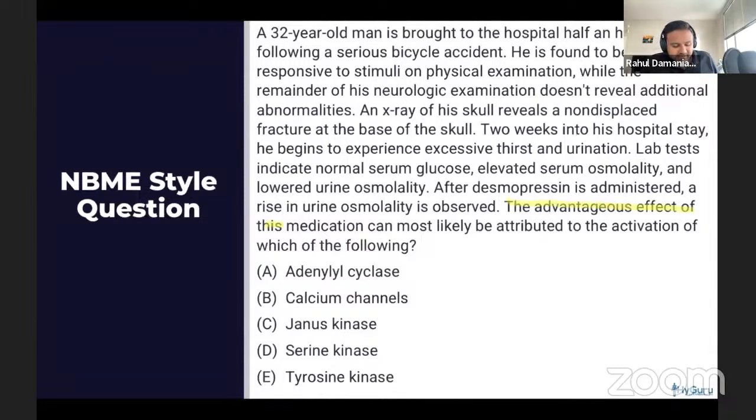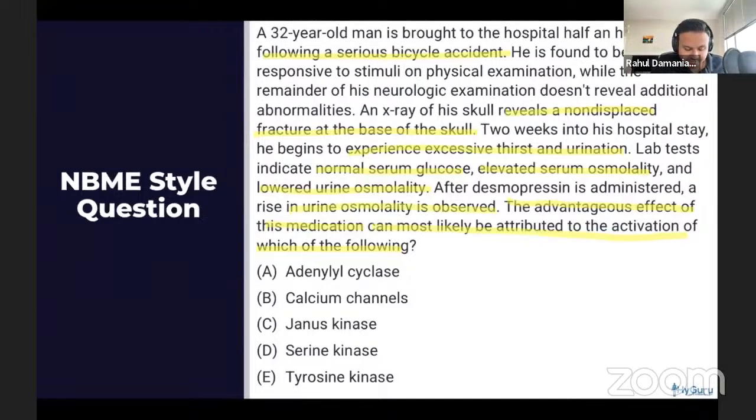The advantageous effect of this medication can most likely be attributed to the overactivation of which of the following. A 32-year-old man comes to the hospital half an hour following a serious bicycle accident. He is found to be minimally responsive to stimuli on physical exam, while the remainder of his neurological exam doesn't reveal any abnormalities. An X-ray of his skull reveals a non-displaced fracture at the base of the skull. 2 weeks into the hospital stay, he begins to experience excessive thirst and urination. Lab tests indicate normal serum glucose, elevated serum osmolarity, and lowered urine osmolality. After desmopressin is administered, a rise in urine osmolality is observed.